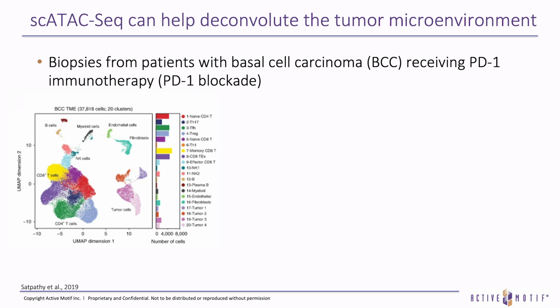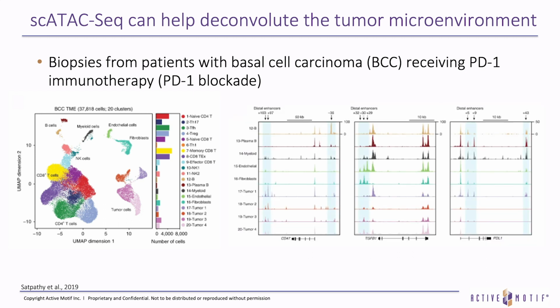Interestingly enough, the authors noticed that stromal cells and immune cells all clustered together independent of the patient. However, when you look at the tumor cells, there were 4 distinct clusters that corresponded and were patient-specific. From this single-cell ATAC-Seq data, the authors can then look at the chromatin profile of different regions or genes that are involved in T-cell activation.